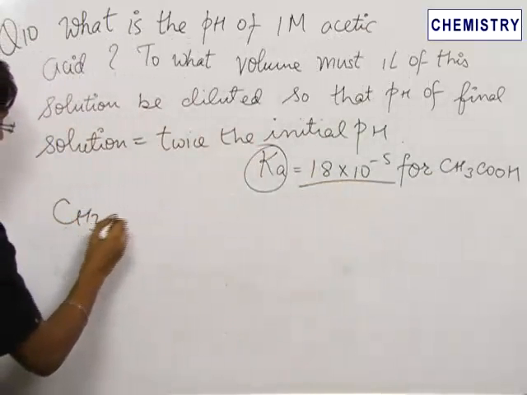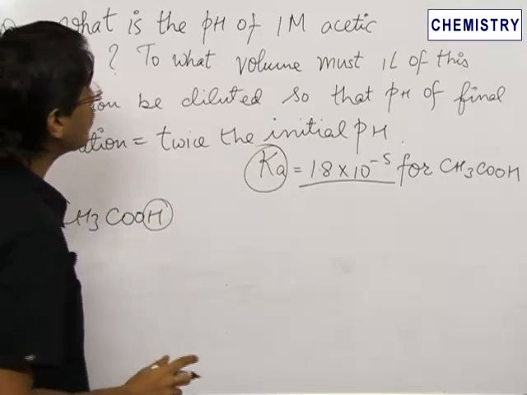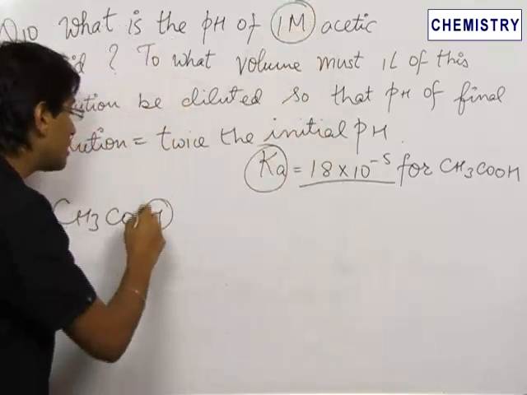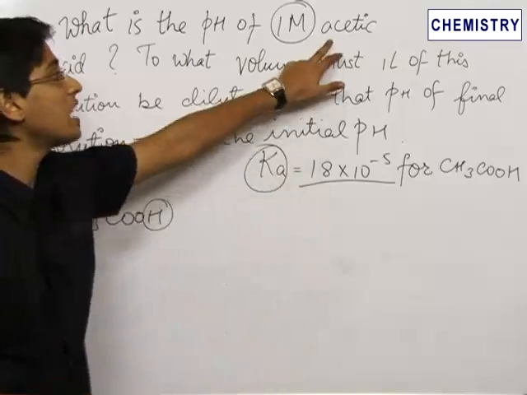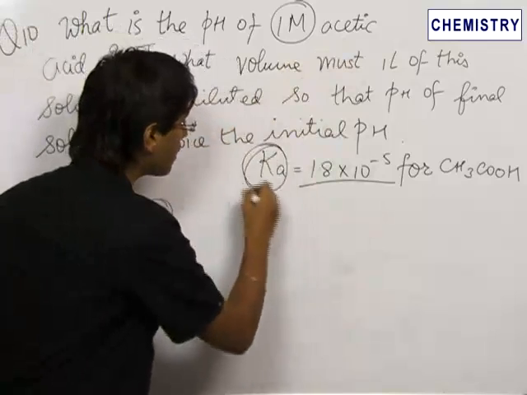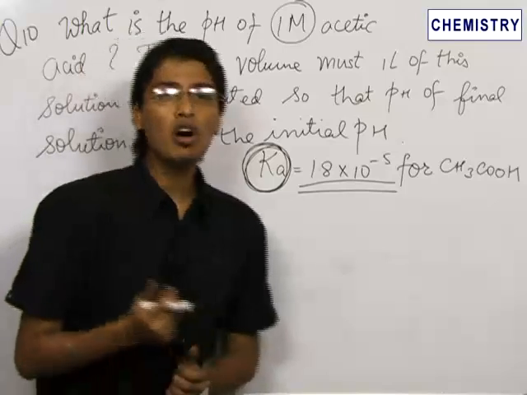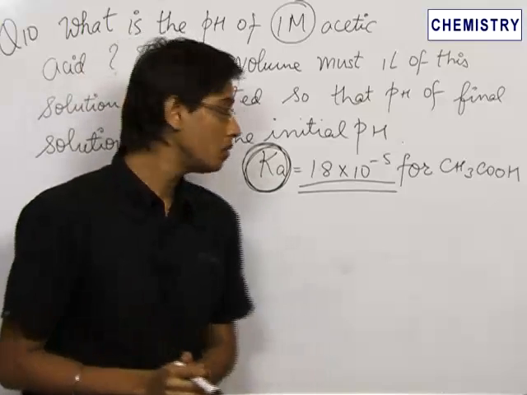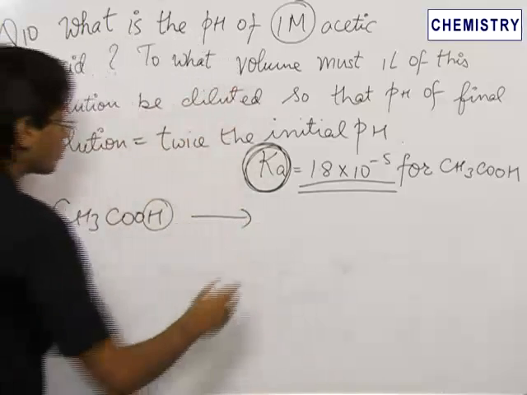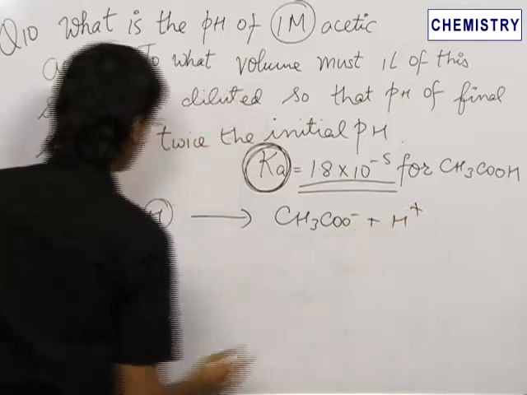Now CH3CO2H, as you can see, has one ionizable H, but you cannot directly say that the concentration of acetic acid is equal to the concentration of hydrogen ion, because acetic acid, being a weak acid with a low dissociation constant, as you can see from the value, will form only a small amount of H+ ion concentration. Let us consider the reaction CH3CO2H dissociating into CH3CO2- plus H+.